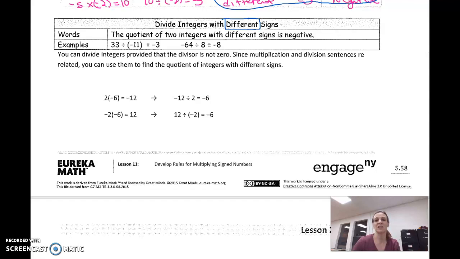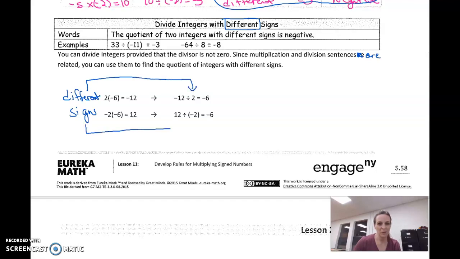Since multiplication and division sentences are related, you can use them to find quotients of integers with different signs. Since we're using this idea that multiplication and division are related, notice that when we switch this around, we get different signs for each of these. And if we have different signs, that means we have a negative quotient.